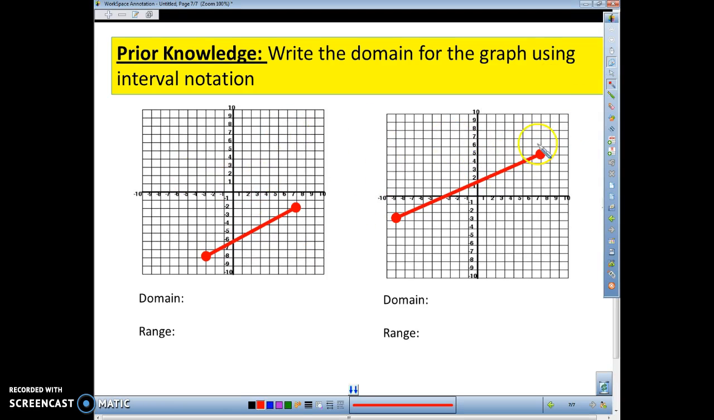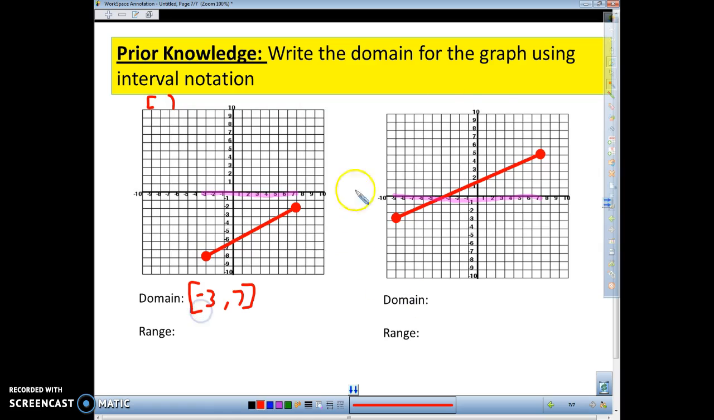So here I have a graph, and I'll just go ahead and highlight, since we're talking about domain, my x values, right? So a part of this function here starts off at -3, that's my first x value, and it goes all the way to 7. Here for this one, it starts at -9, and it goes all the way to 7. So if I was writing the domain, we're going to do this in interval notation. Remember, interval notation is where we use brackets and parentheses to describe. Since we're including these values, it starts at -3, and it goes all the way to 7.